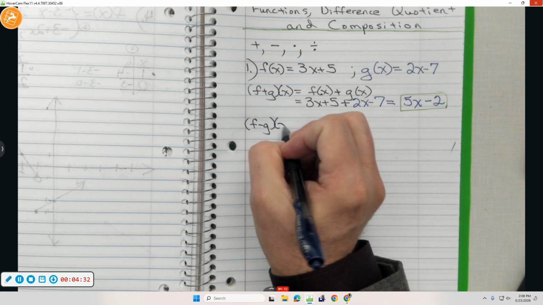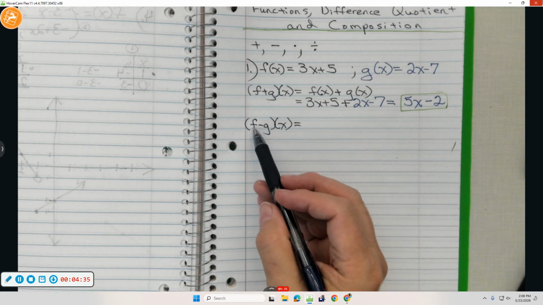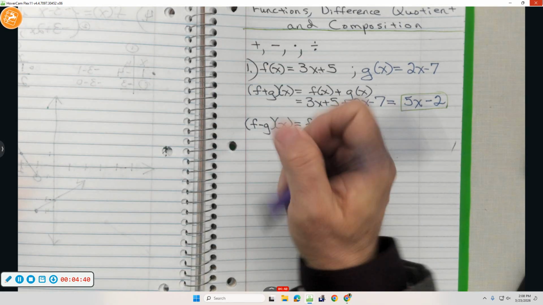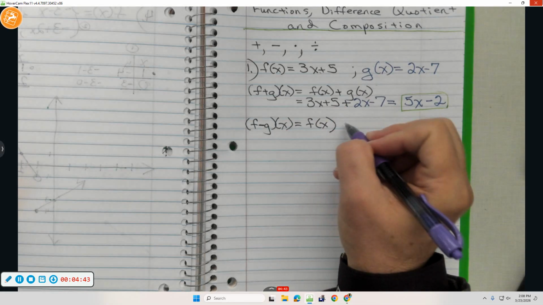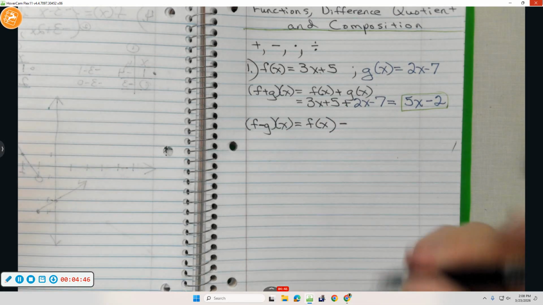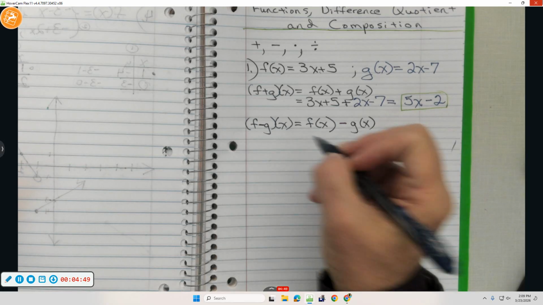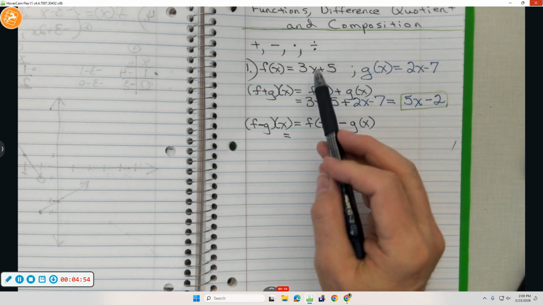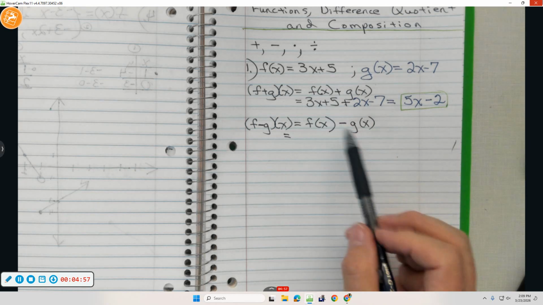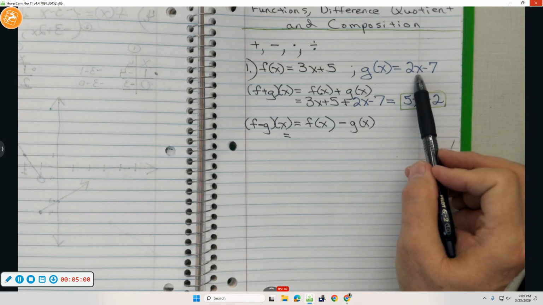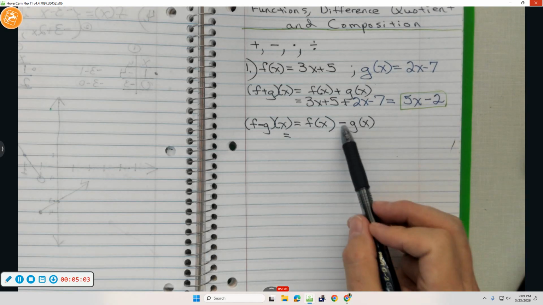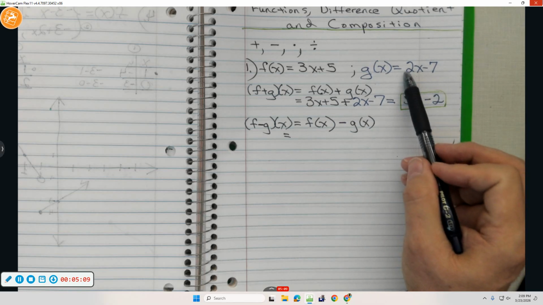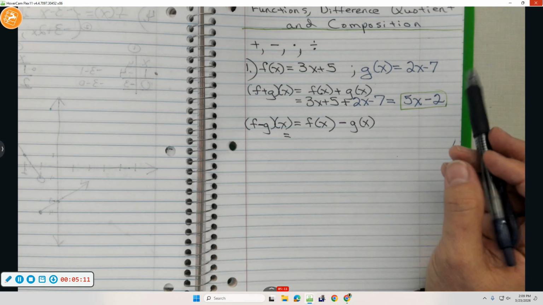Now, f minus g, you want f minus g in terms of x. That says take f of x, and you're going to subtract g of x. That minus there is this minus I'm writing right there. Now, we know f of x is 3x plus 5, but we have that minus sitting in front of g of x. What are we going to have to do when you have a minus sitting in front of several terms? Change the signs, you're distributing that negative.